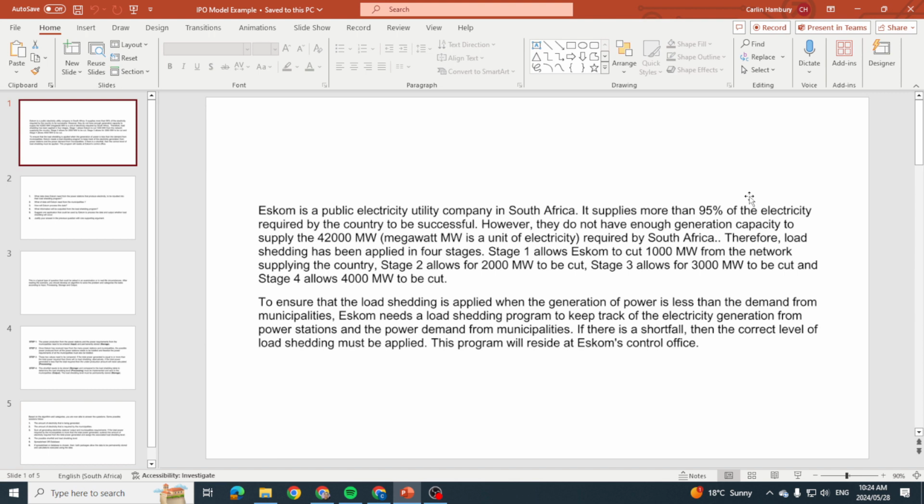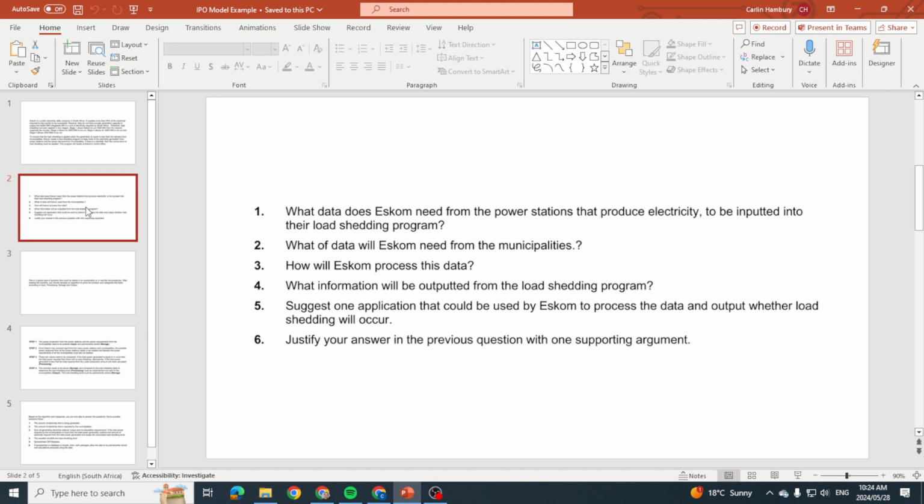It supplies 95% of the electricity to the country. They talk a bit about load shedding, etc. So they give you a nice scenario, and then they ask you a couple of questions. Look at this: What data does Eskom need from the power stations that produce electricity to be inputted into their load shedding program? What data will Eskom need from municipalities? How will they process this data, etc.? These are just a couple of questions.